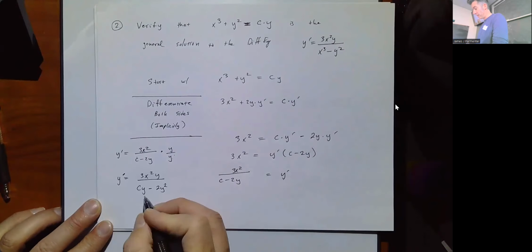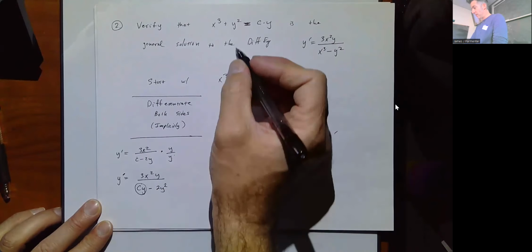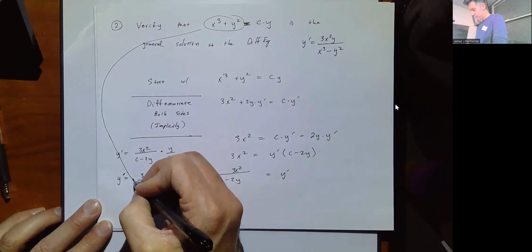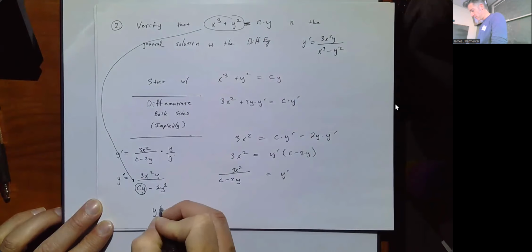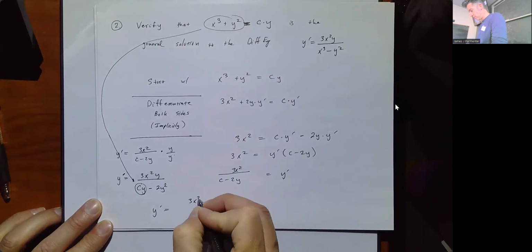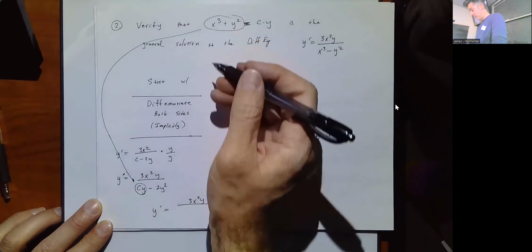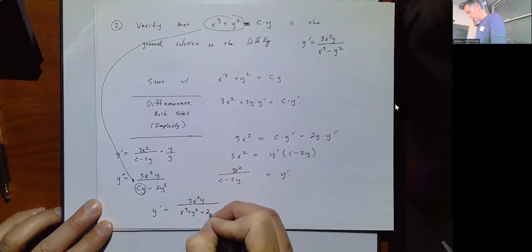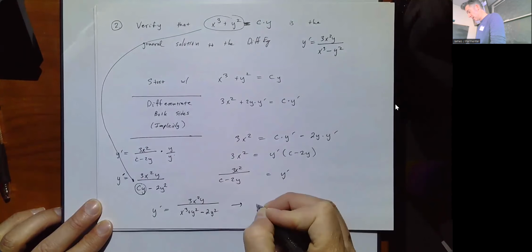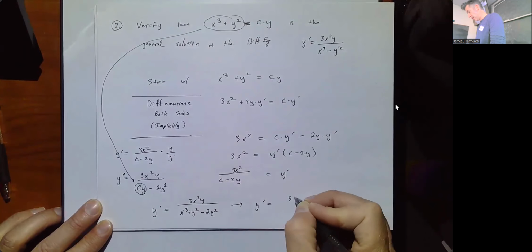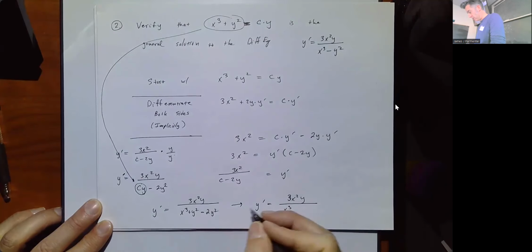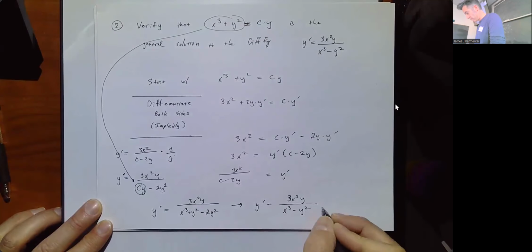So then if I replace CY with the thing that it's equal to, I get that y prime is equal to 3x squared y over cy, which is x cubed plus y squared, minus 2y squared. And then that does get me to say that y prime is equal to 3x squared y divided by x cubed, and y squared minus 2y squared is minus y squared.